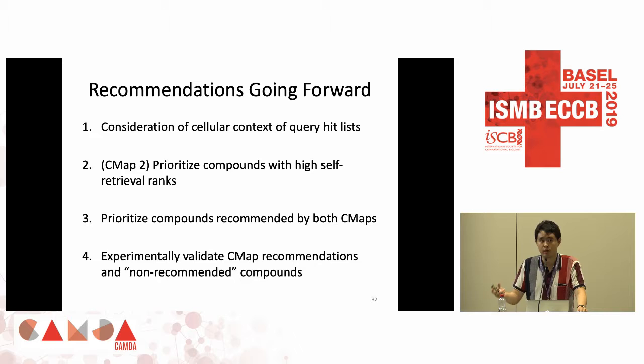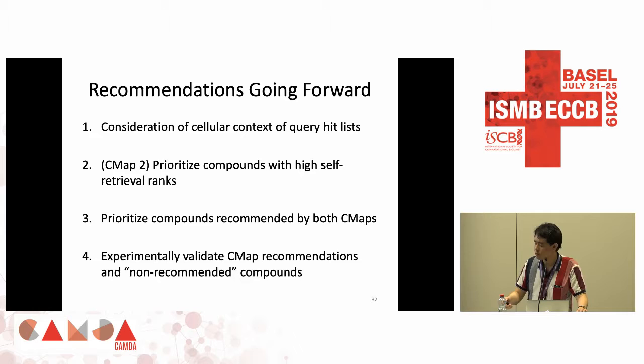The second one, which is mainly for CMAP2 users, is that they could reduce the false positives in the drug recommendations by filtering out compounds where CMAP2 has a hard time performing self-retrieval. Alternatively, the Lincs team could also consider further optimizing the query dataset by filtering for the compounds that are internally reproducible, so the users don't have to do that to reduce false positives.